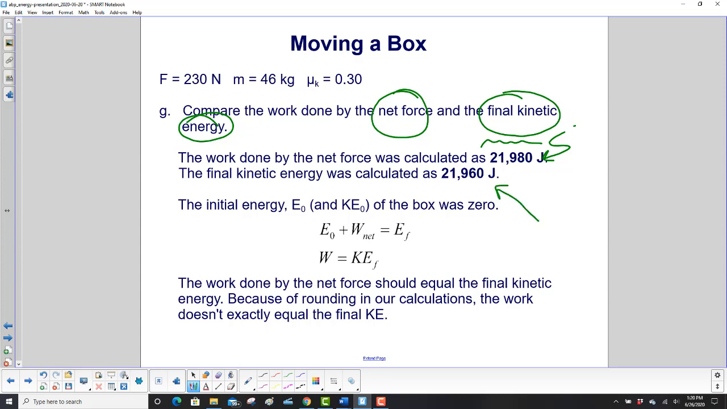21,960 joules. Now let's look at our equation here. Initial energy plus net work gives us the final energy. Now what was the initial energy of this box? It wasn't moving. It had no energy, at least no mechanical energy, which is what we're dealing with here. So E0 is equal to 0. So we lose this term, and we get the work done on the system should equal the final kinetic energy. And you might say, wait a minute, it's not exactly equal. I'll go, yeah, that's due to rounding error. We're not going to worry about that at this level of accuracy and precision. So the answer to the question is the work is the same except for slight rounding errors.